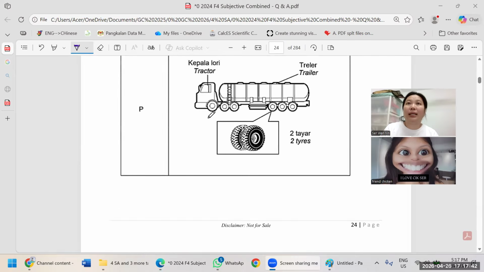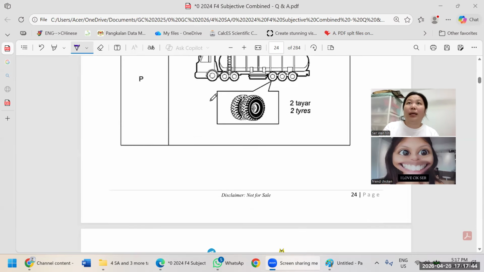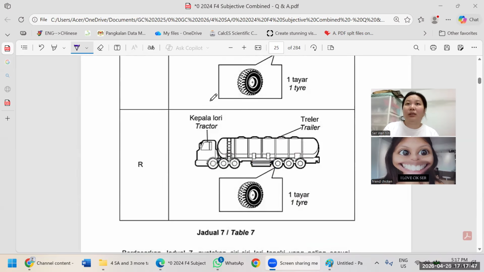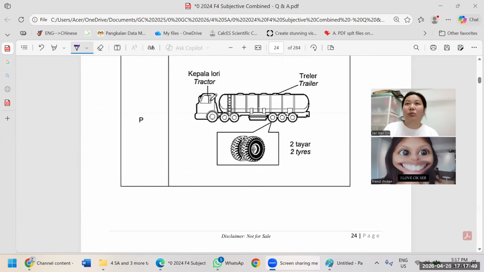so you all know why the trailer has more tires, or one trailer, right? Why two tires? Because to reduce the impact of inertia.